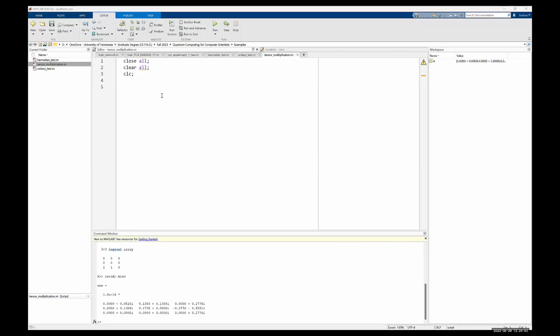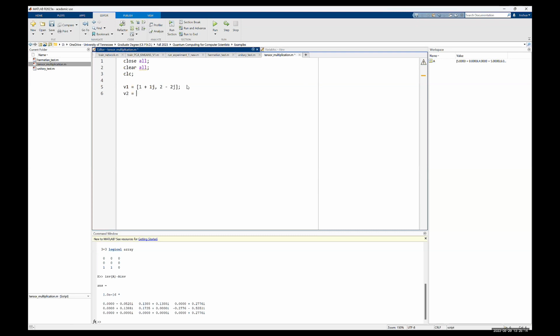Can you just give me the numbers? I put the code in the chat, the vectors V1 and V2. V1 is 1 plus 1j, 2 minus 2j, 3 plus 3j, 4 minus 4j. And the second one is 3 plus 3j. Right. Sure.